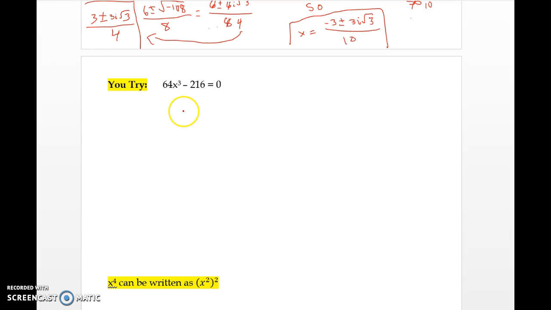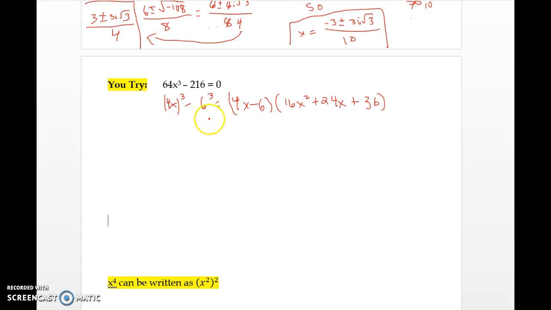So you have to write it in factored form first. Before that, we have to put it in the form a cubed minus b cubed. And that would be 4x cubed minus 6 cubed, which will equal 4x minus 6 times 16x squared plus 24x plus 36 from using the formula from above.